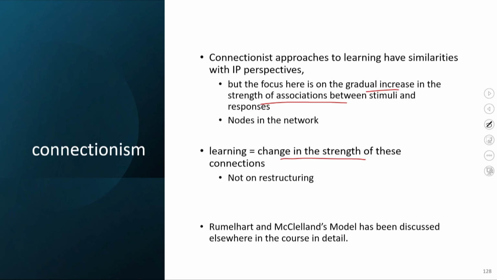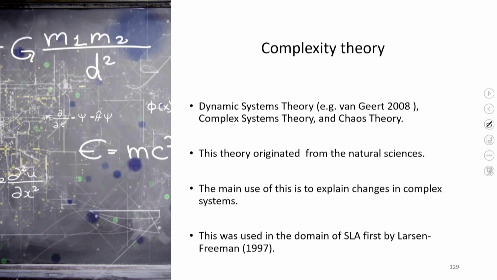We have discussed this RMM model elsewhere in the course. So, again we are not going into detail here. RMM model as in Rumelhart-McClelland model. We have discussed it in connection with comparing it with nativism and how they are similar and how they are different. Let us move on to complexity theory.